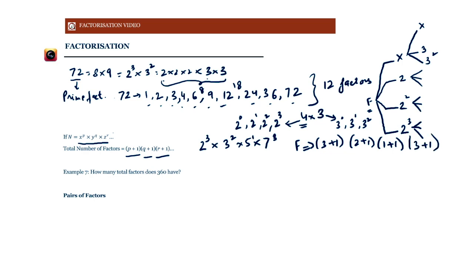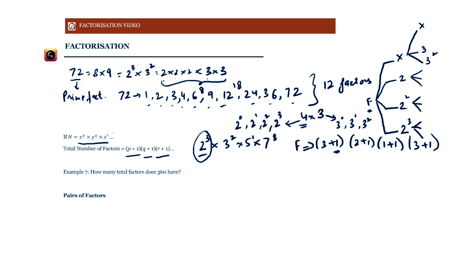So the exponent of each prime number is increased by 1, and then all of these are multiplied. That gives me the total number of factors. Why plus 1? Let me tell you: because we still get a factor if we don't pick up a particular prime exponent.